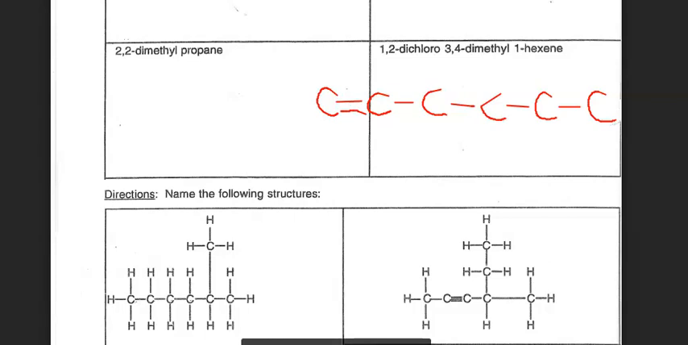Now I have 1,2-dichloro. Remember, the numbers tell me the parking spaces. I committed to number 1 being on the left. Why wouldn't I? I'm going to put 2 chlorines in.